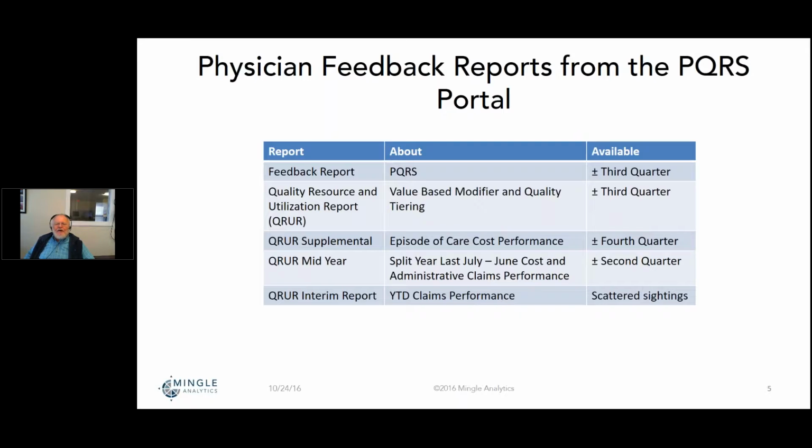The mid-year report comes out typically in the second quarter of every year and is designed to give you a progress report on your cost measures. The measures that you'll be graded on in the annual report that comes out in the third quarter, but this one covers the July 1st to June 30th year, the last available set. And just gives you a warning how you're performing, so you can make some adjustments.